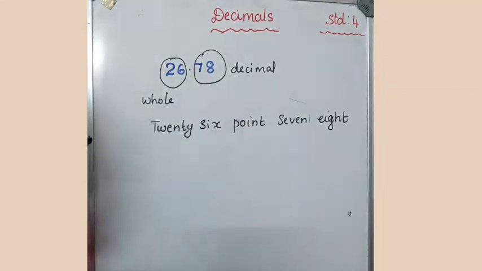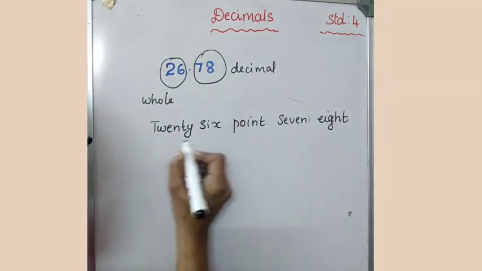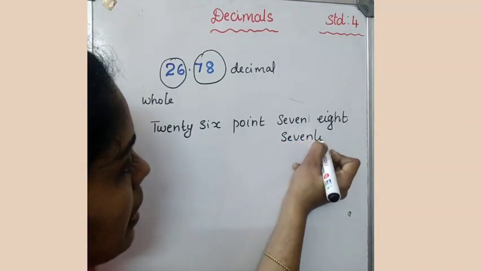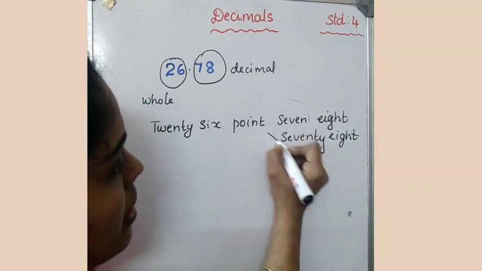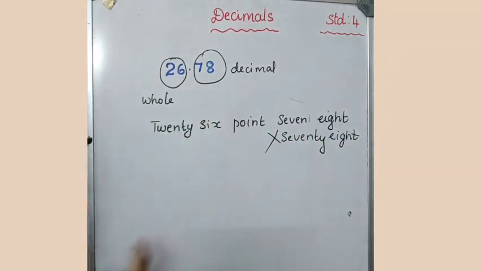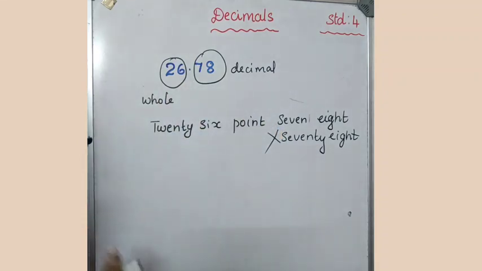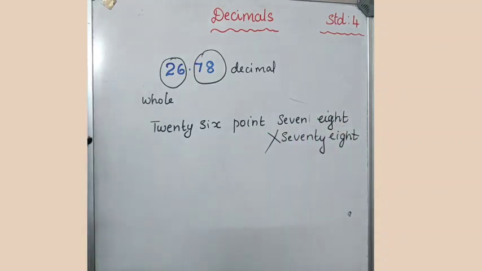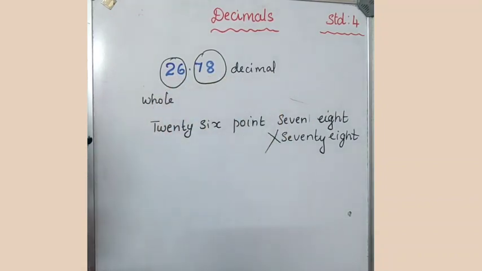And we do not read this number or write this number as twenty-six point seventy-eight. This is incorrect. After the decimal point, we read the number only digit by digit, as 7, 8. Okay. And we know that this is the whole number part and this is the decimal part.